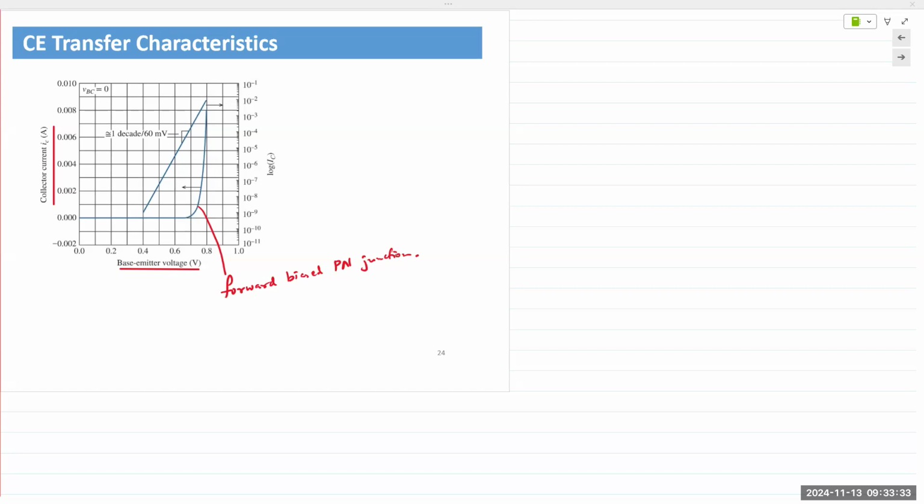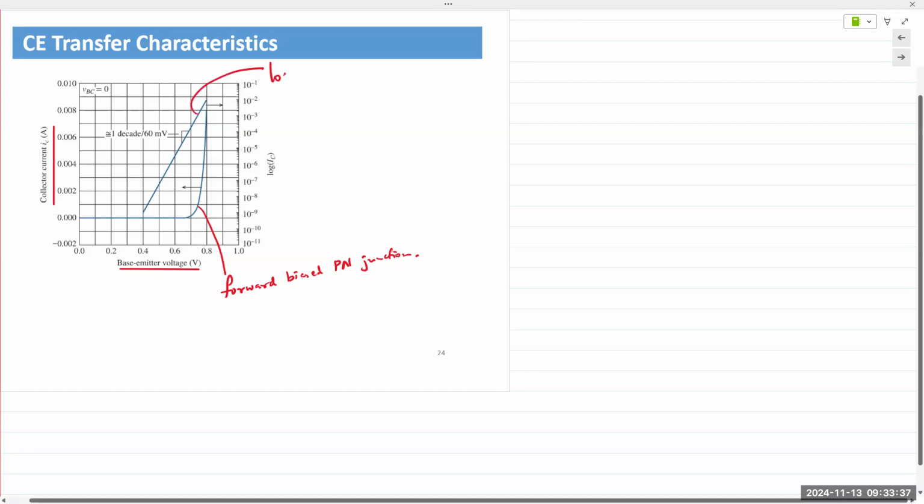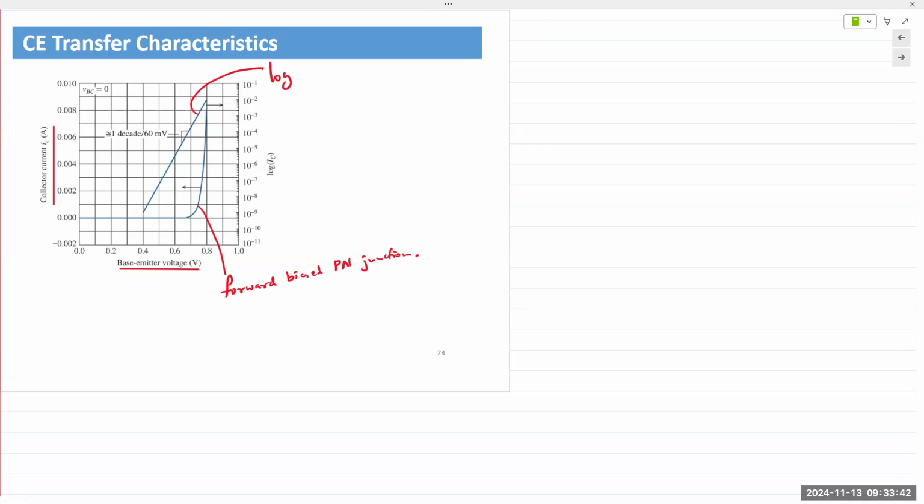If you plot the collector current IC on the log scale, you get a linear line with a slope of 1 decade for every 60 millivolts. That is, a change of 60 millivolts for every decade. So every decade change in the collector current, the voltage changes by 60 millivolts.